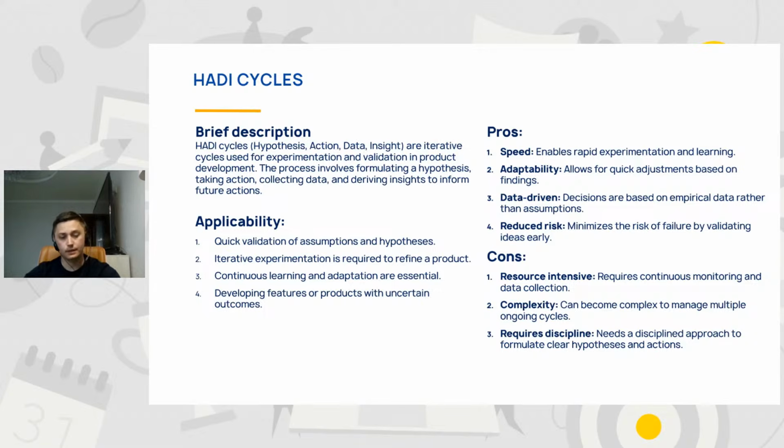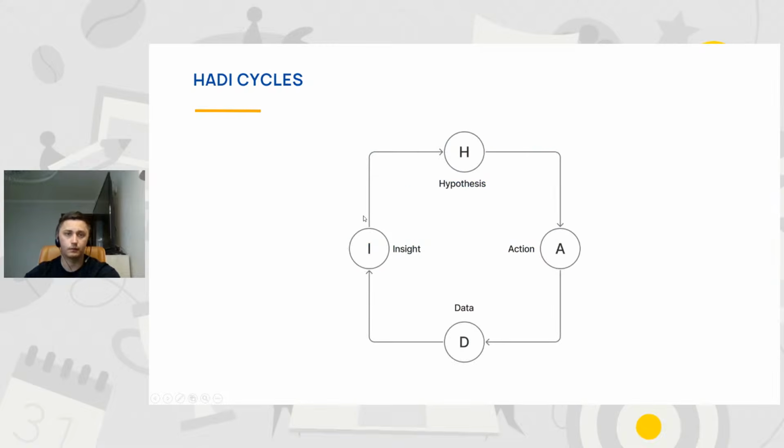The next one is the HADI cycle. So it's hypothesis, action, data, insight. How it looks: you make your hypothesis, then you perform some sort of action, usually an experiment to validate this hypothesis. You collect data over time. Based on this data, you make a conclusion whether it was successful, so you get an insight, and then you repeat this cycle over time.